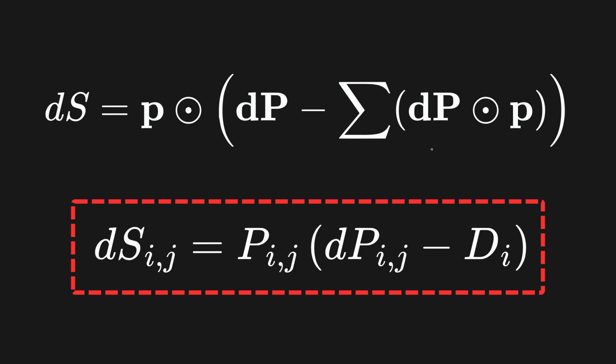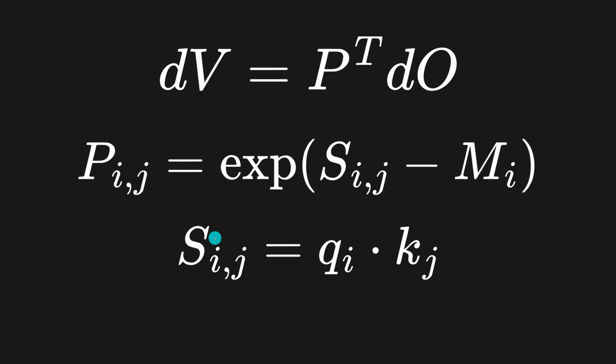That's essentially the entire novelty of the backward pass. So let's start at the top. We need dv, dk, and dq. So let's start with dv. dv, like we said, was p transpose do.